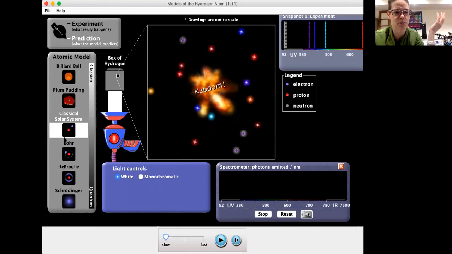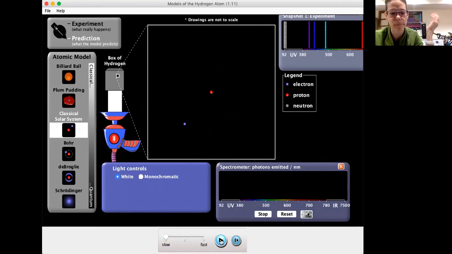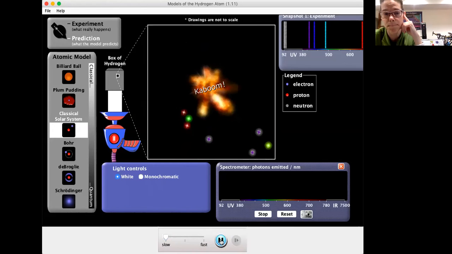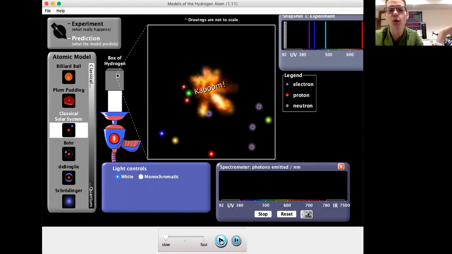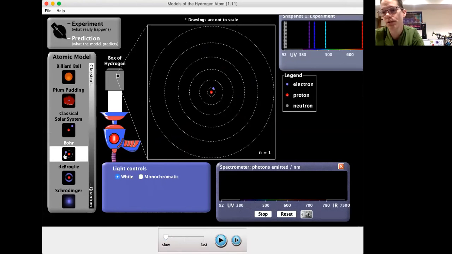And I'm gonna make this go slow because it makes me laugh every single time. So, boom. Okay, so clearly that's not going to generate any color either. So nothing exciting happens until we get to Bohr.